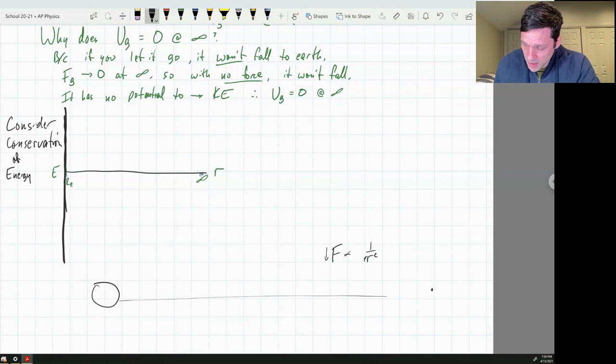So if you stick an object way out here at such a large distance, then the force pulling it towards the planet is zero. Well, if there's no force pulling it towards the planet, then it's not going to have any potential energy because it doesn't have the potential to fall towards the planet. So effectively, way out here at infinite r, at a very, very huge r, potential energy is going to equal zero. And if you let it go, then it also won't be moving. So the kinetic energy is also going to be zero.